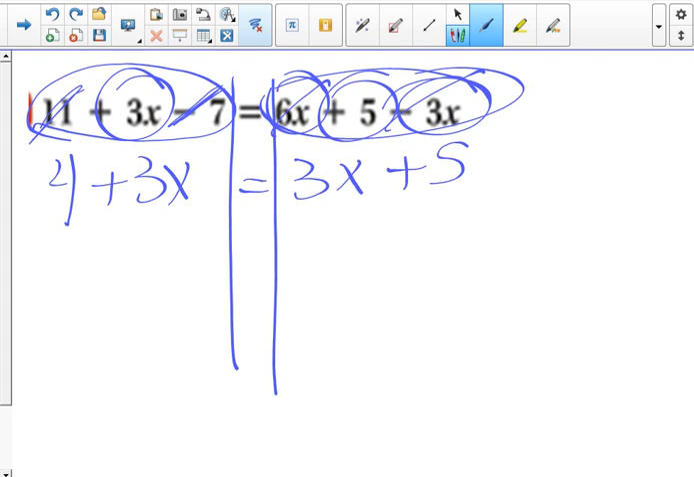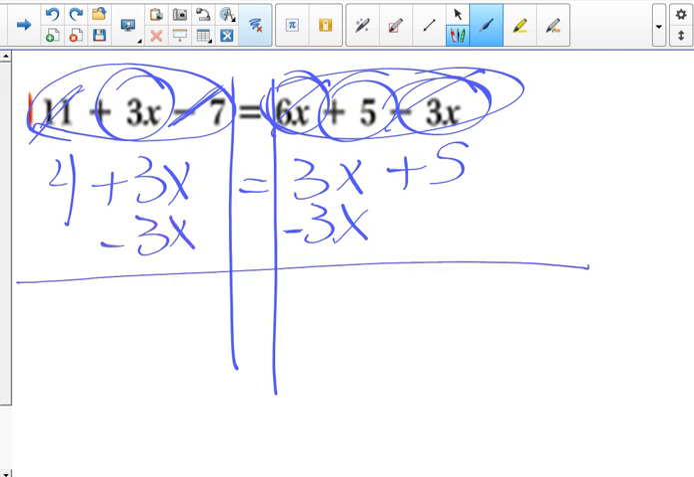All right, now let's solve this. I'm going to put the variables on the left and the numbers on the right. So I'm going to start by getting rid of this 3x. I'm going to subtract the whole 3x because I need it to go away. And if I do it from this side, I must do it from this side. So let's do that first.